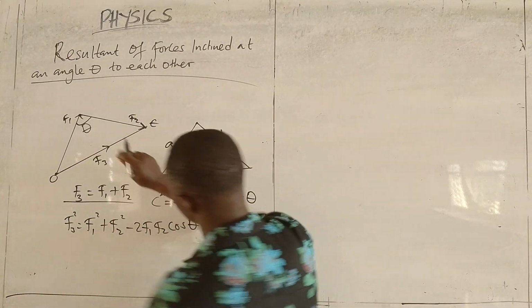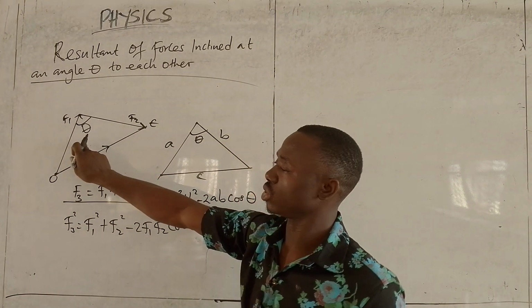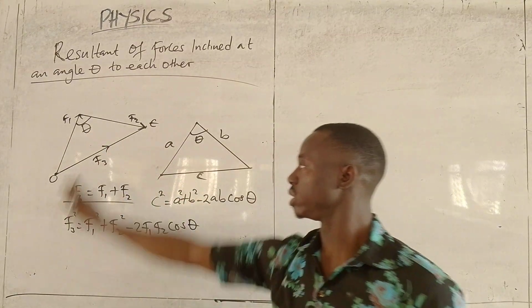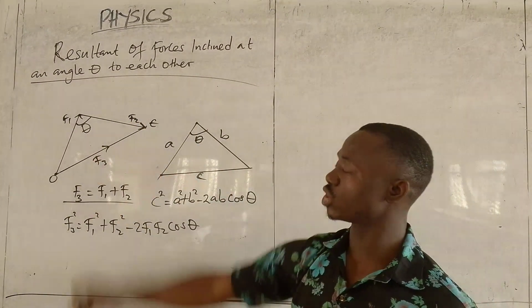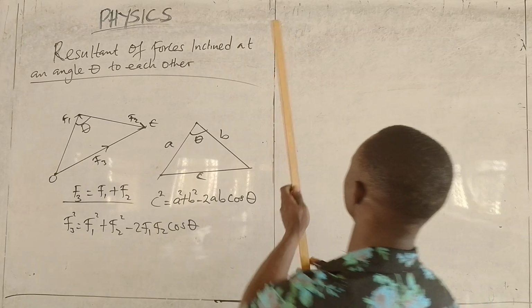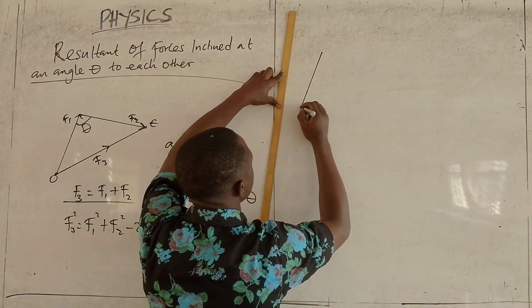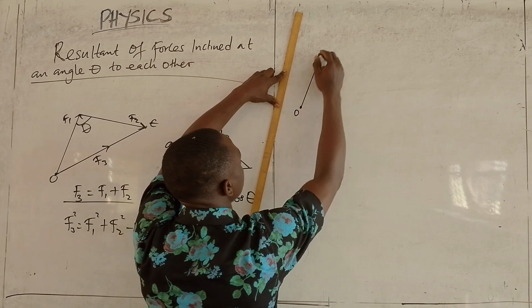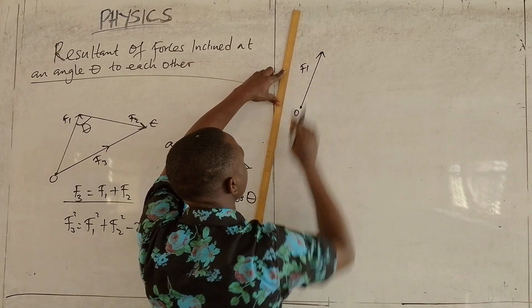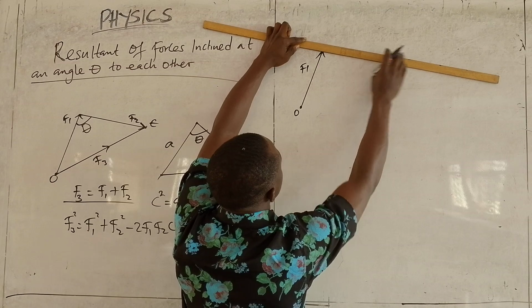Now, please let me use one more diagram to explain this vector addition. What if you have somebody starting his journey from here? This is F1, then it changes direction.